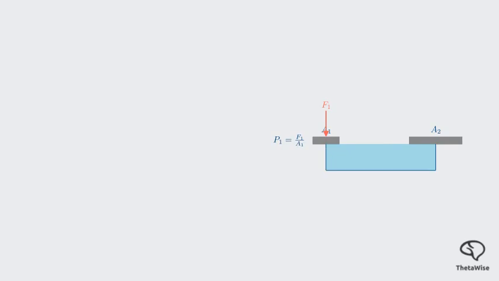If we apply a small force F1 to the small piston, it creates a pressure P1, which is F1 divided by A1. According to Pascal's principle, this pressure P1 is transmitted throughout the fluid, so the pressure P2 on the large piston is equal to P1. Since P1 equals P2, we can write F1 over A1 equals F2 over A2. Rearranging this, we find that the force on the large piston, F2, is equal to the force on the small piston, F1, multiplied by the ratio of the areas, A2 over A1.